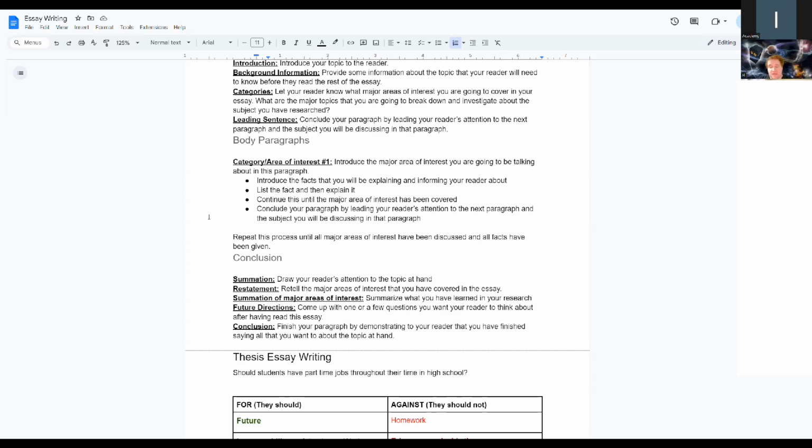So the body of any essay, that's where the most important information is going to be contained.